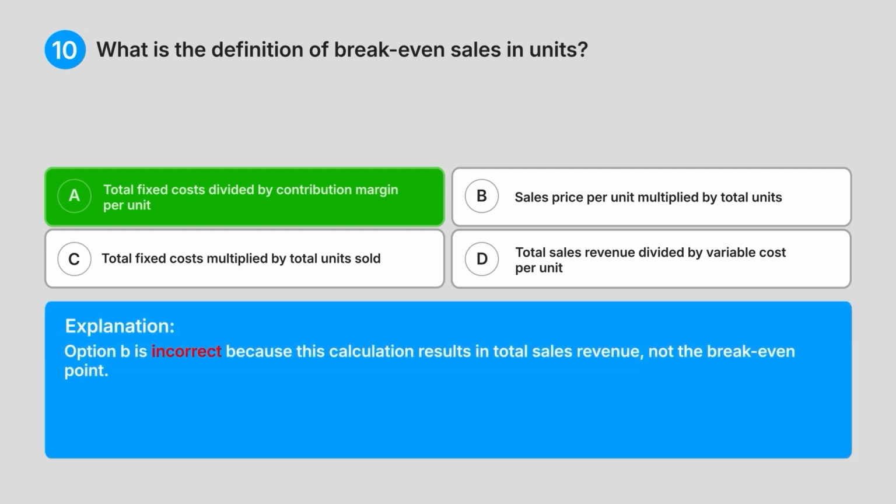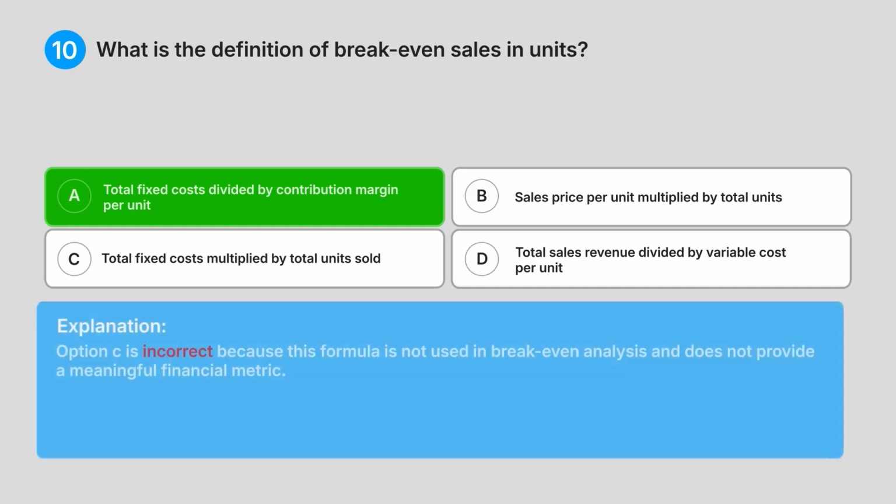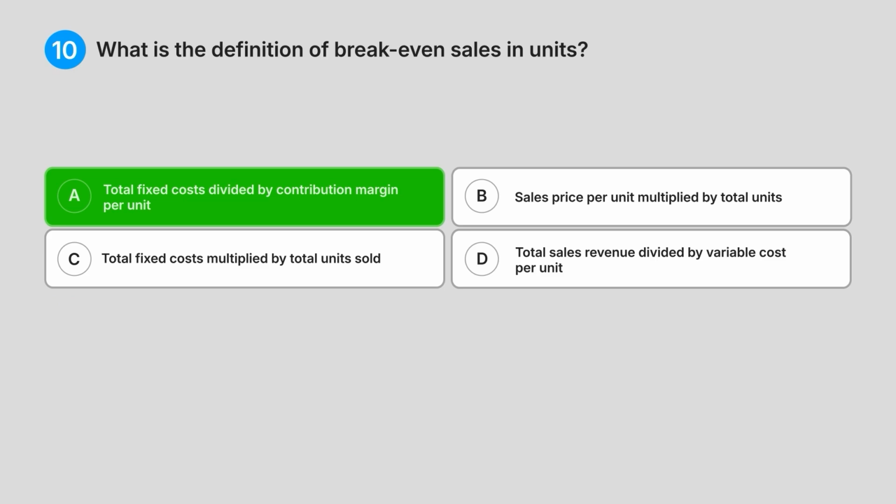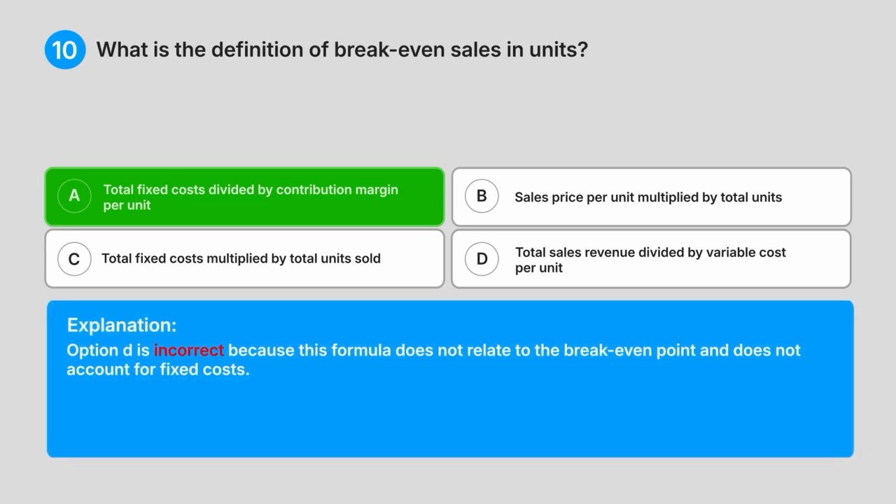Option B is incorrect because this calculation results in total sales revenue, not the break-even point. Option C is incorrect because this formula is not used in break-even analysis and does not provide a meaningful financial metric. Option D is incorrect because this formula does not relate to the break-even point and does not account for fixed costs.